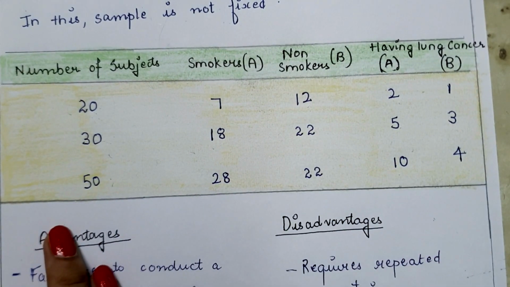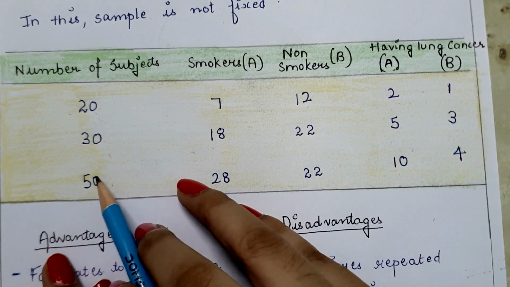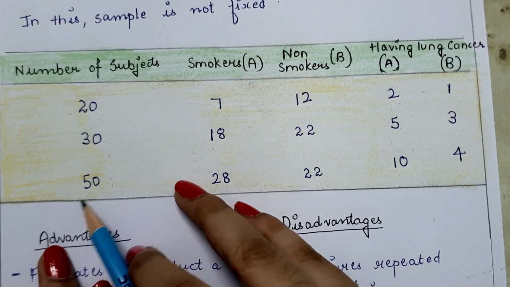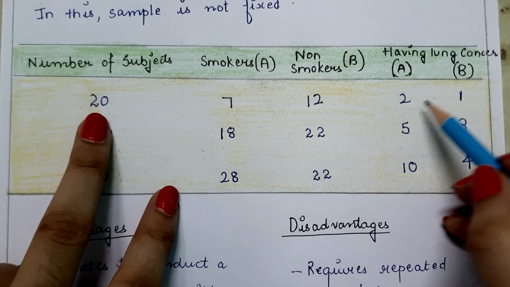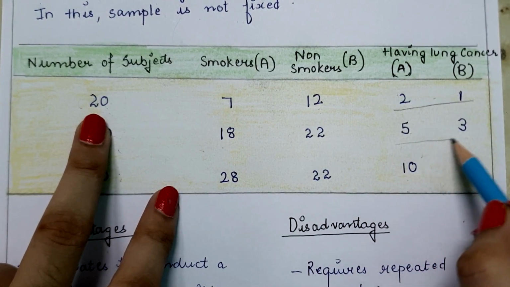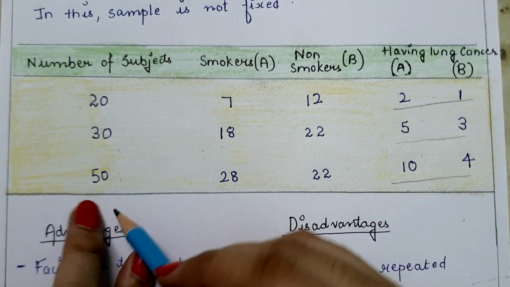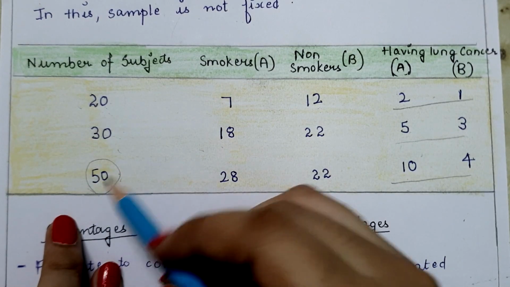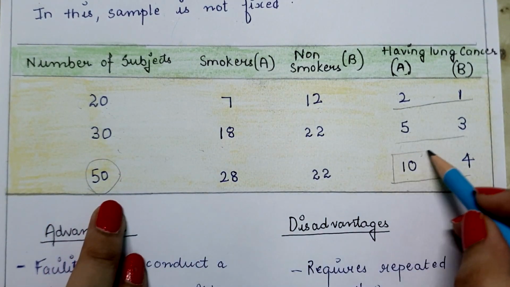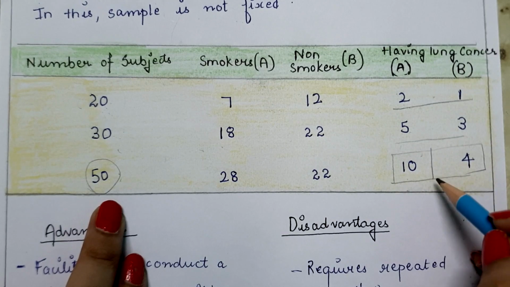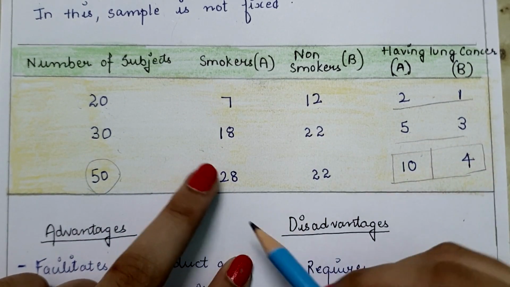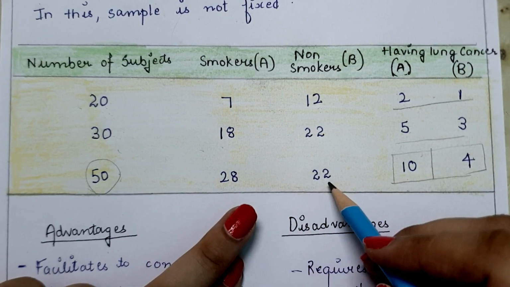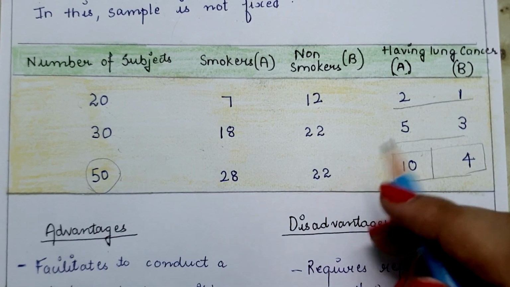And again, if the researcher is not able to get any conclusion, in that case more subjects are added into the study. As you can see in this, the researcher is unable to draw conclusions, but when the subject number is 50, the researcher is able to draw the conclusion that the incidence of having lung cancer is double in the smokers as compared to the non-smokers.